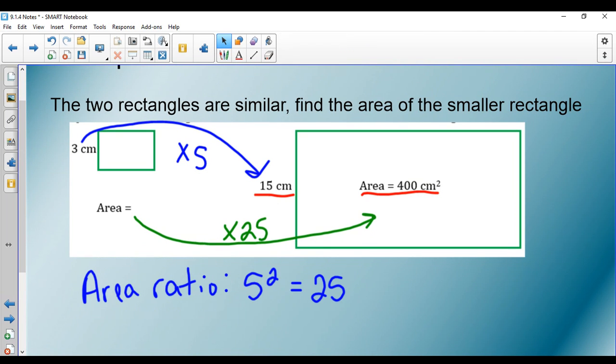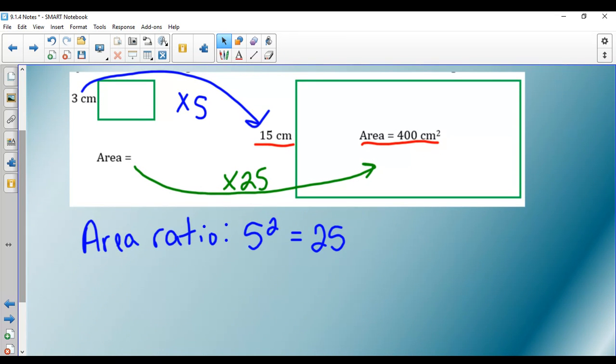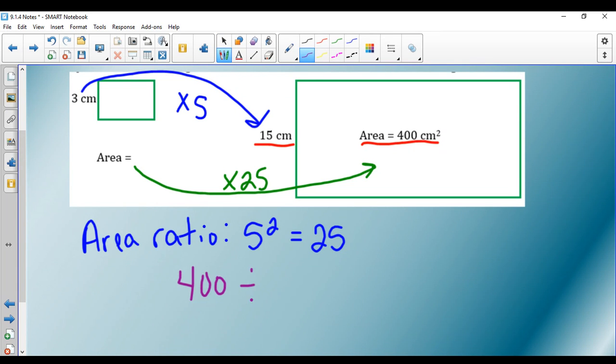From here to here, it's 25 times larger to get the area. So what we want to do is figure out what the smaller one is. Instead of multiplying by 25, we want to get the smaller shape. So we are simply going to take the area we were given and divide. We're going to undo that multiplication. So 400 divided by 25 gives us an area of 16. So the smaller shape has an area of 16 centimeters squared. And so we're just using those ratios to work everything out.